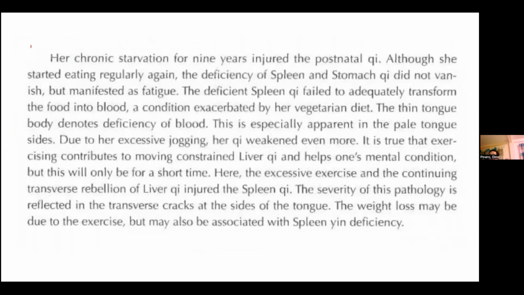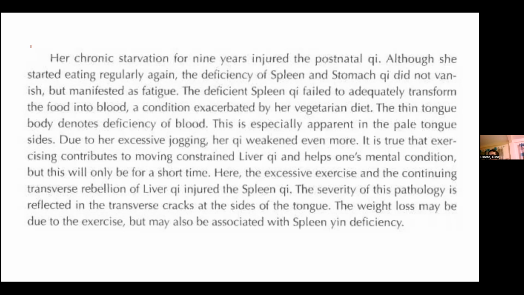Her chronic starvation for 9 years injured the postnatal Qi. Although she started eating regularly again, the deficiency of spleen and stomach Qi did not vanish, but manifested as fatigue. The deficient spleen Qi failed to adequately transform the food into blood, a condition exacerbated by her vegetarian diet. The thin tongue body denotes deficiency of blood. This is especially apparent in the pale tongue sides. Due to her excessive jogging, her Qi weakened even more.